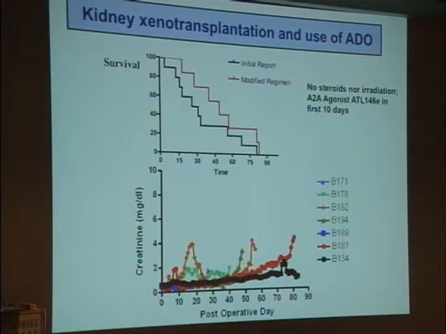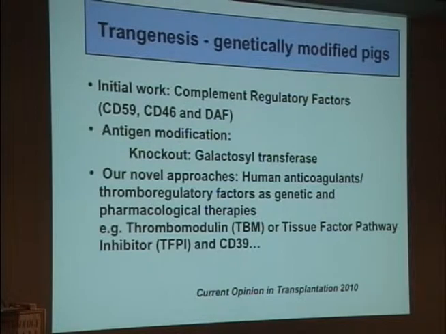So what we thought about using was transgenes to upregulate the human factors. And Agnes and David have alluded to this. So the initial work was on regulating complement with CD59, CD46, and DAF. I mentioned that the liver was very resistant to antibody-mediated rejection, and that's possibly in part because the liver has very high levels of these on the vasculature to start with. But this was the initial transgenic pigs. Then the knockout of the galactosyl transferase, a GAL knockout, which was a major quantum jump. Then our approach has been with these anticoagulants, with Revivicor and with the Australian group, looking at thrombomodulin or tissue factor pathway inhibitor and CD39.